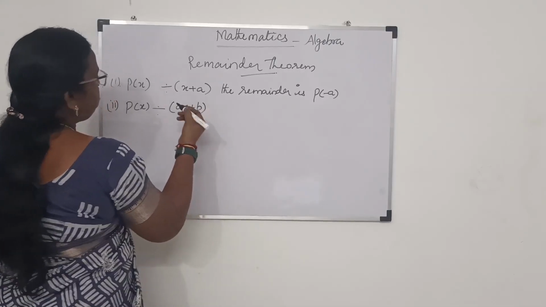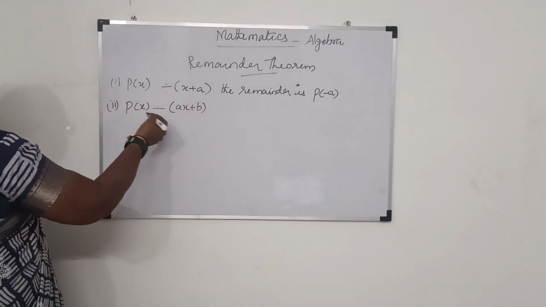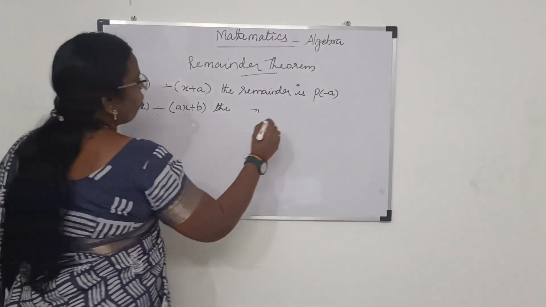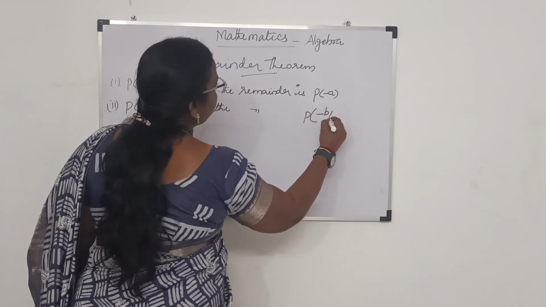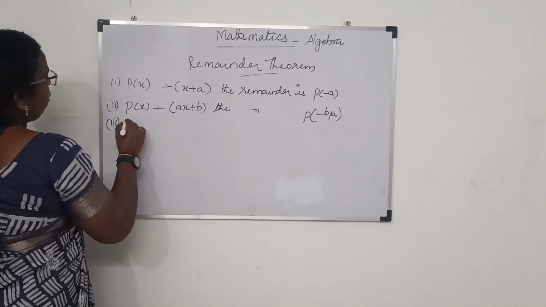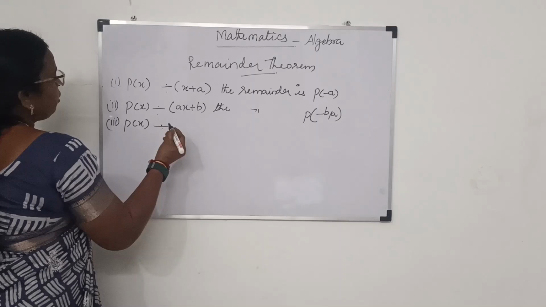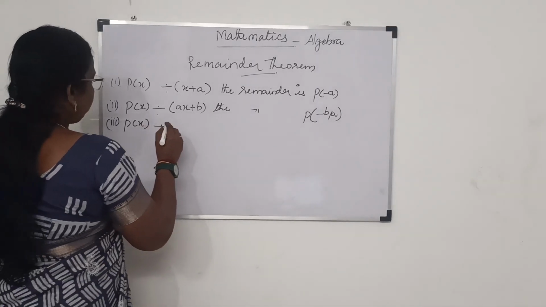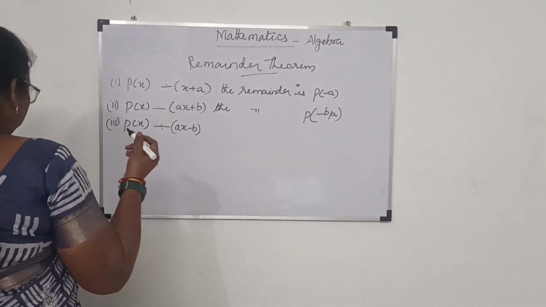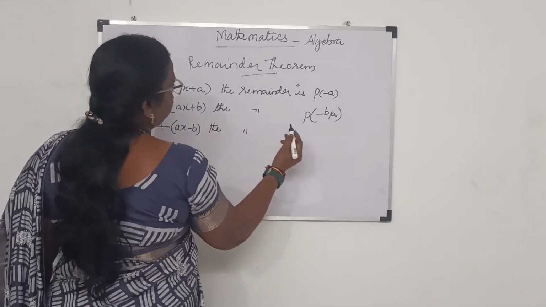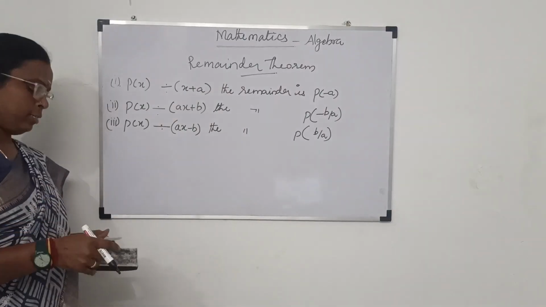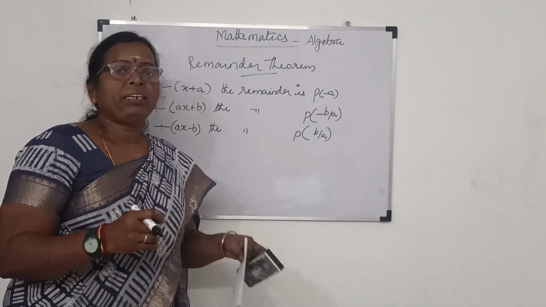The second condition is if polynomial p of x is divided by ax plus b, then the remainder is p of minus b by a. Next, the third one is if the polynomial p of x is divided by ax minus b, then the remainder is p of b by a. These are the three basic conditions to do the remainder theorem.